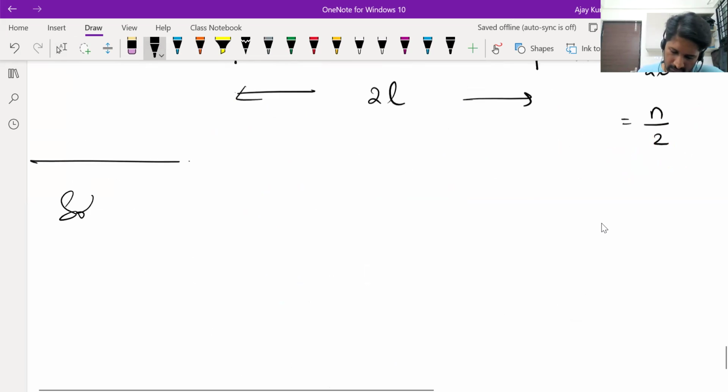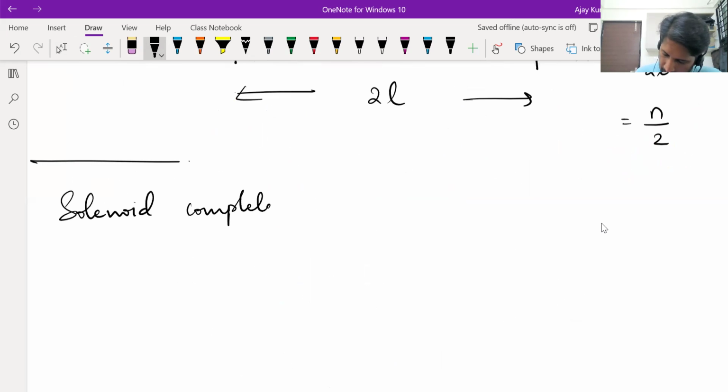Next, solenoid completely filled with a medium.